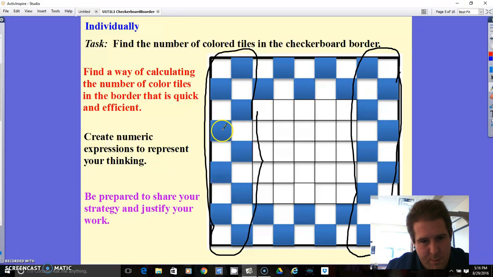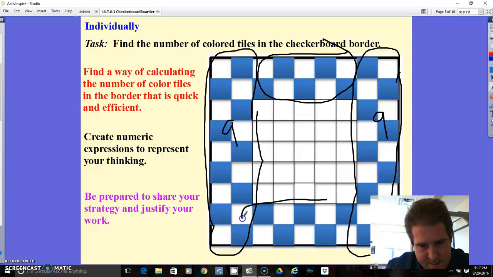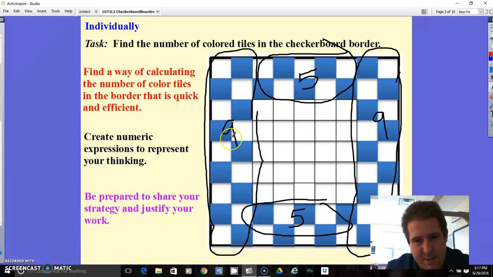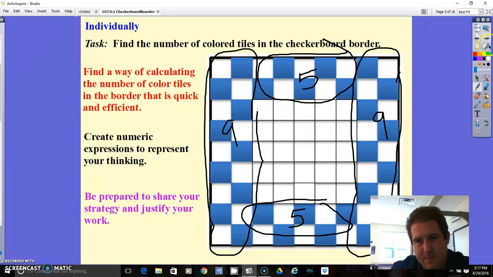So there are 1, 2, 3, 4, 5, 6, 7, 8, 9 shaded tiles in this section, which means there's 9 shaded tiles in this section, and then that would leave this section and this section, which both have 5. Now, you might have done it differently, which will give you the exact same results. 9 plus 9 makes 18, plus the 10 from the 2 5s makes 28. So there are 28 shaded tiles.